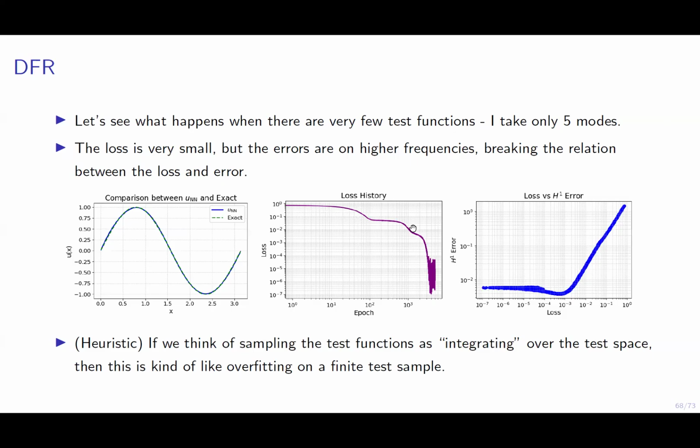Once we get down to this point, by the time my loss is around 10 to the minus 3, I've reduced my loss by 4 orders of magnitude. And my error, okay, it's not changed a huge amount, but it's going up. So you have to be really, really careful with the kind of test functions that you're employing if you're doing a VPINs framework, because you have all of these issues behind it.